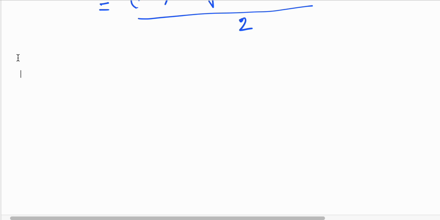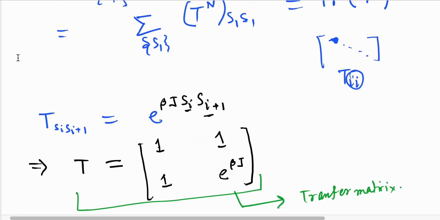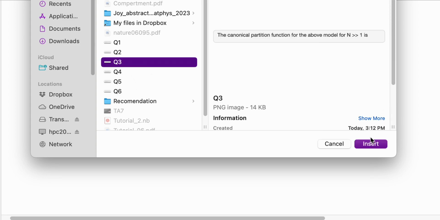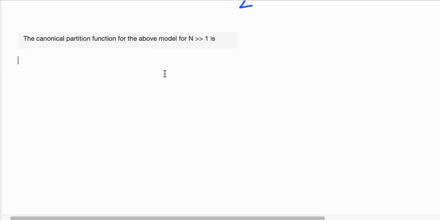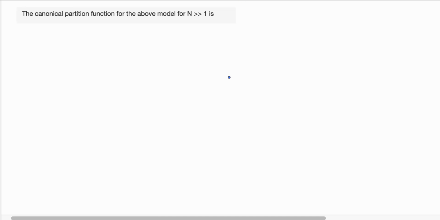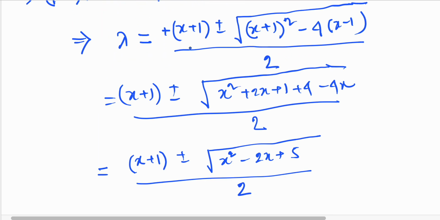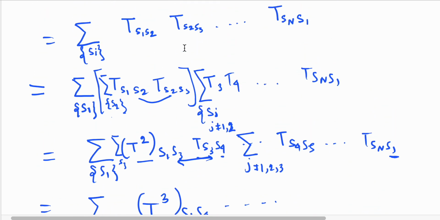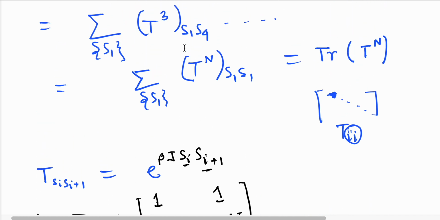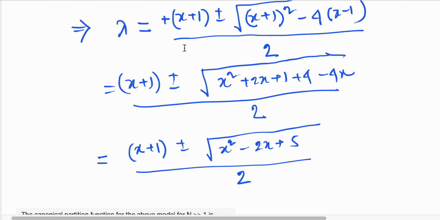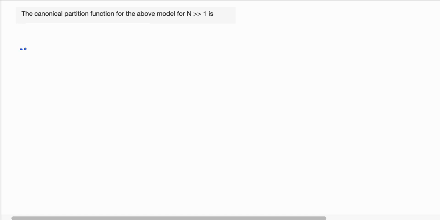Okay, so I have solved this question. Now let me bring the third question: the canonical partition function for the above model, for n much greater than 1. As I have already written, the partition function is nothing but the trace of the transfer matrix to the power n.